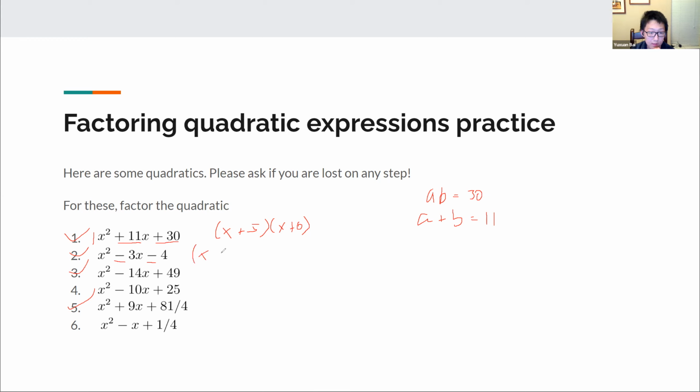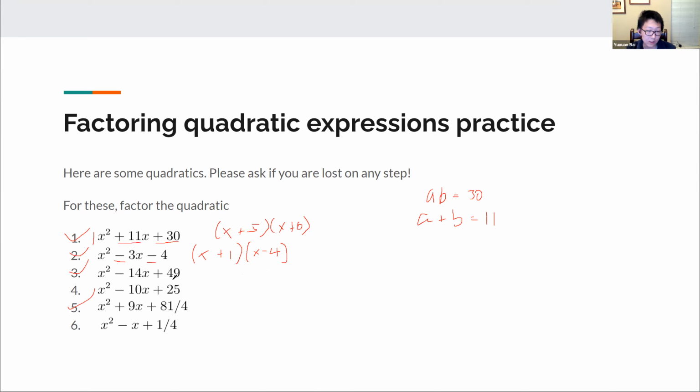So it'd be x plus 1 multiplied by x minus 4. And finally, let's look at the third problem, x squared minus 14x plus 49. Now, this is a special case. The solution is special. So we look for a number that multiplies to get 49 and adds together to get -14, which tells you that both of the numbers should be negative.